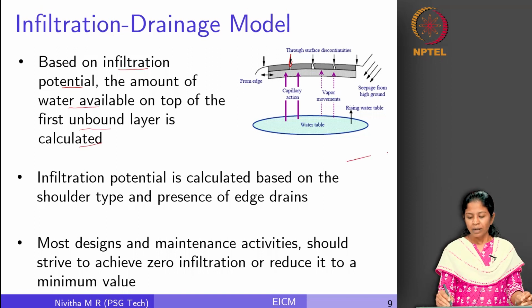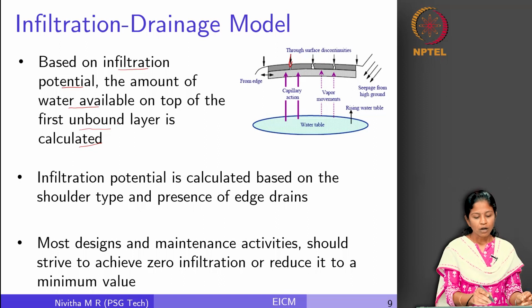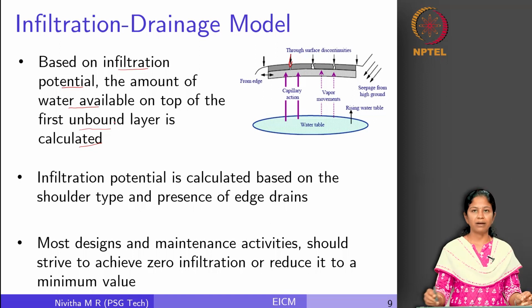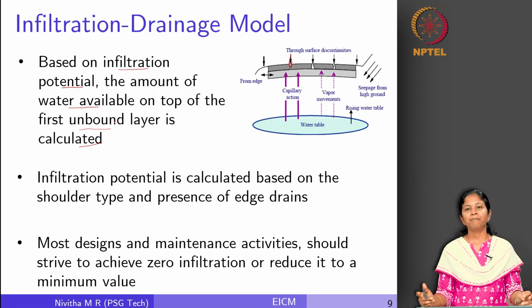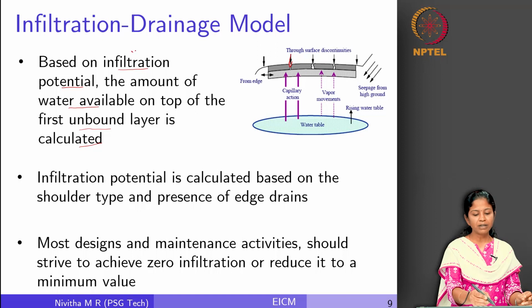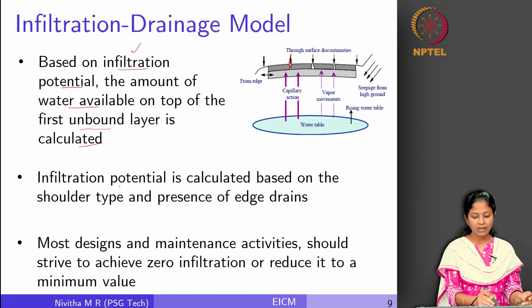Again, we said that it is not going to influence our bituminous layers, it is only going to influence the granular layers. So, based on this, the water available at the top of the first unbound layer. In our Indian context, the first unbound layer will be the base course, right. So, the infiltration potential is used to calculate the water content available at the top of the base course. Now, what is this infiltration potential?